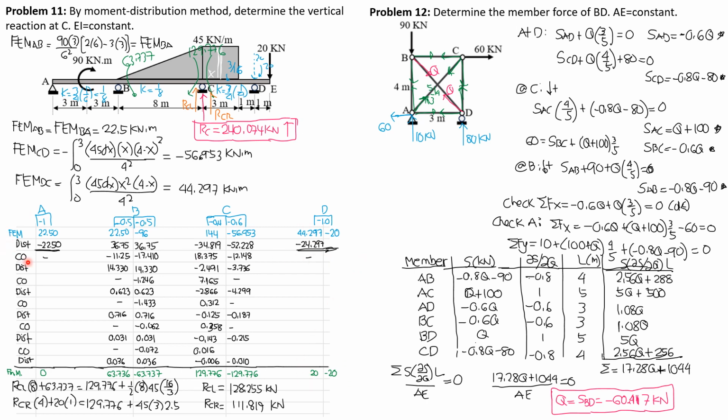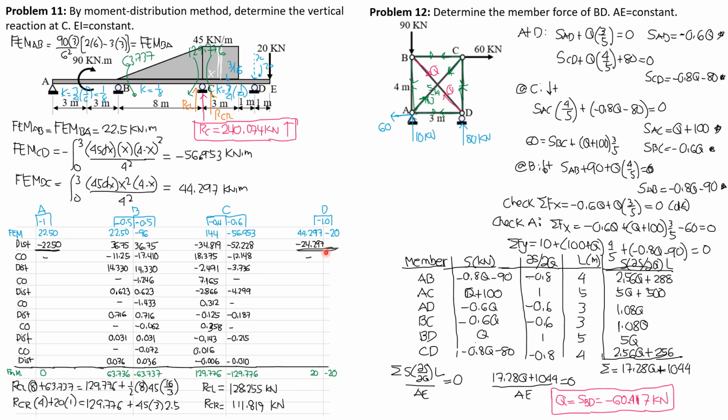Next is carry over. So half of negative 22.5 is negative 11.25. We do not carry over half of 36.75 anymore because we lock this finally. That's the hint. So anyway, this is the final zero moment. Then half of negative 34.819 is this, negative 17.410. Half of 36.75 is that. Then half of negative 24.297.